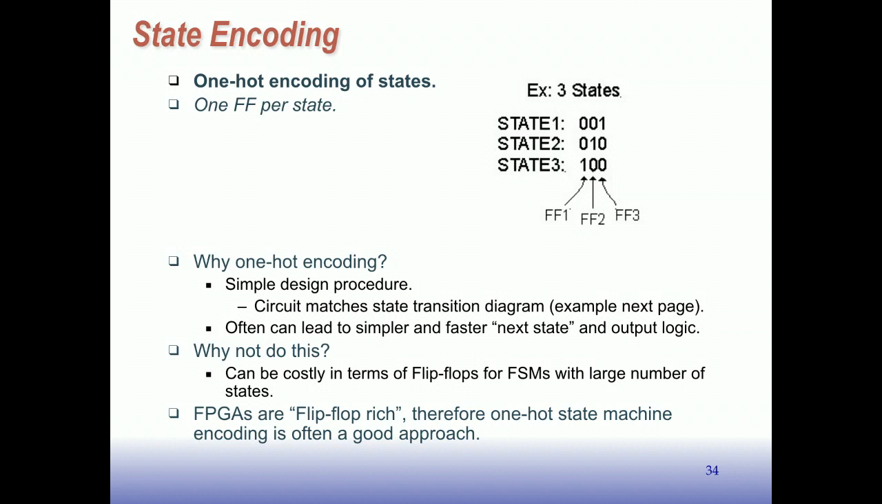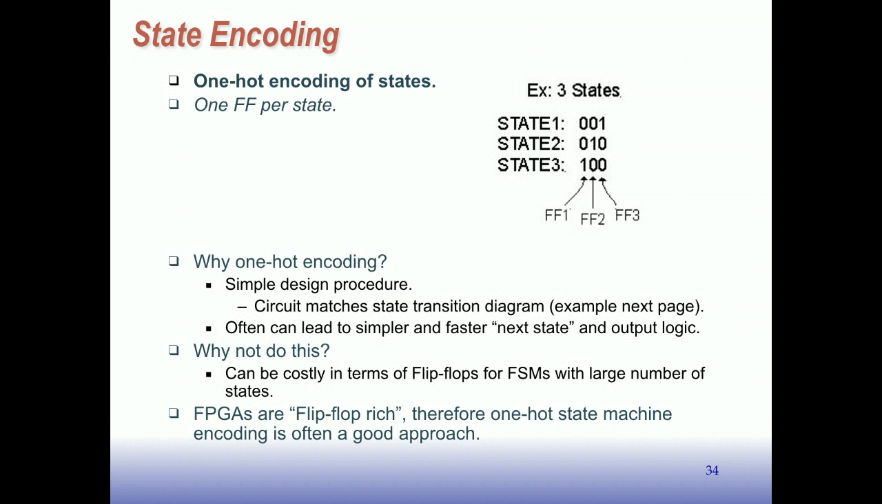So here's an example of one-hot encoding representing 3 states: state 1, state 2, and state 3. We represent state 1 with a 1 in the least significant bit position, state 2 with zeros except for a 1 in the second bit position, and state 3 with a 1 in the third bit position. So we just use these 3 patterns. This is kind of an interesting thing. As you'll see, it leads to very simple implementations and a very simple design procedure because the circuit will match the state transition diagram. I'll show you an example on the next page. And this can often lead to simpler and faster next state and output logic.